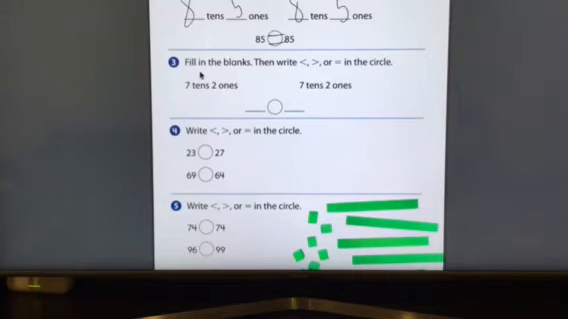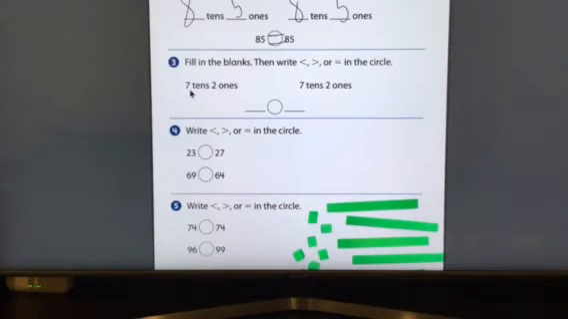Number 3, fill in the blanks. Then write less than, greater than, or equal in the circle. So here you have 7 tens, 2 ones. Over here you have 7 tens, 2 ones. Remember when you compare, first you compare the tens.